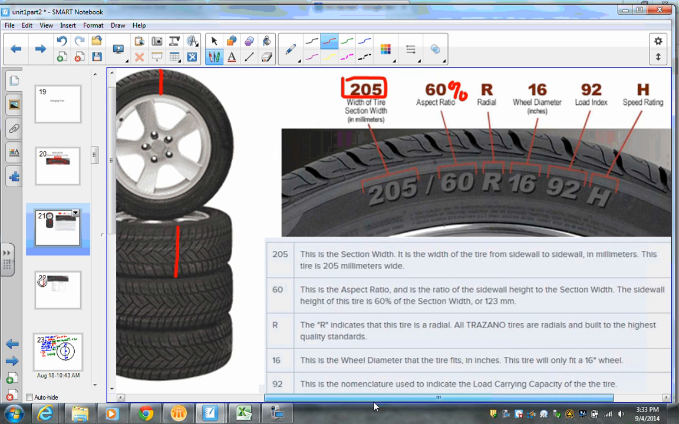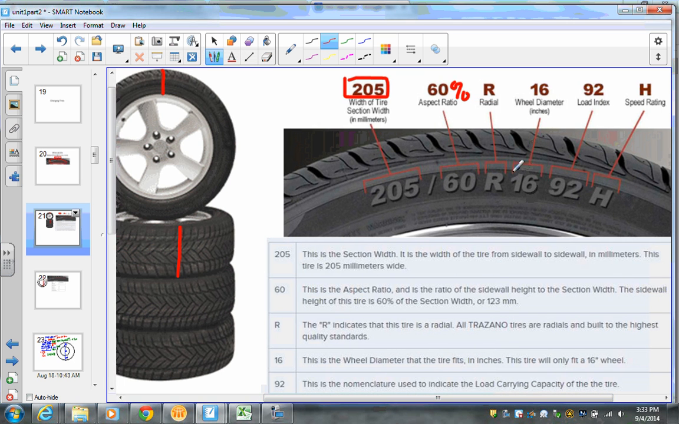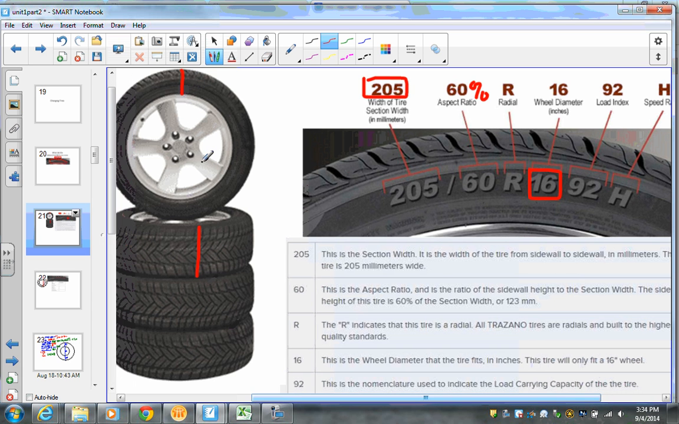Now, as we keep moving, this 16 here stands for the wheel diameter. And the wheel diameter is basically the rim diameter. So going back to this picture here, it's everything from here all the way down to there. And I always like to say the diameter is like an equator of a circle. Well, that's what it is with the rim. It is basically the line from the top to bottom.